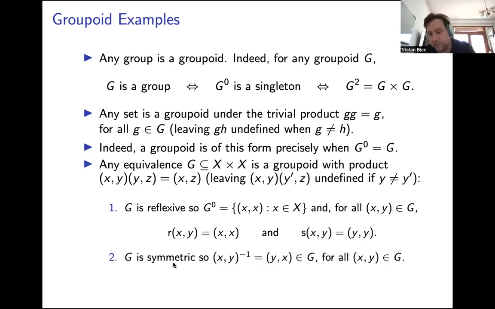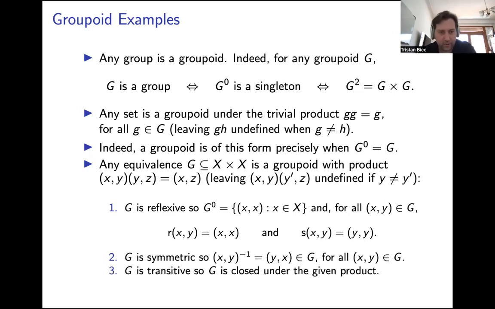So you need the relation to be reflexive to have the source and range units. You need the relation to be symmetric to have the inverses. Again, you can check that with respect to this product, the inverse of XY is really just YX. You can always multiply YX by XY and get YY, which is a unit. If you multiply on the other side, you get XX, which is again a unit.